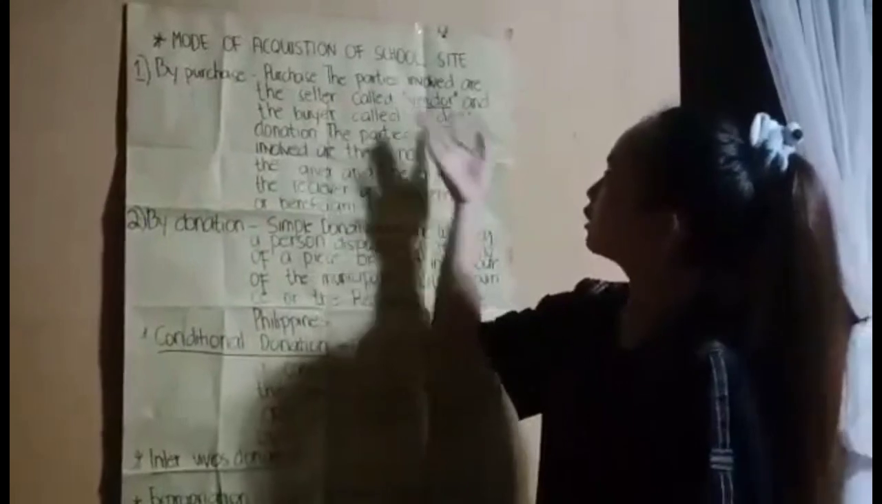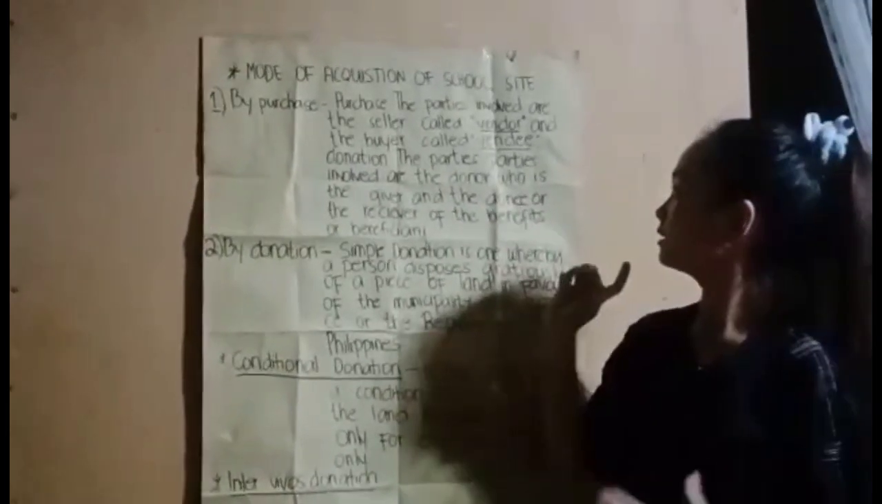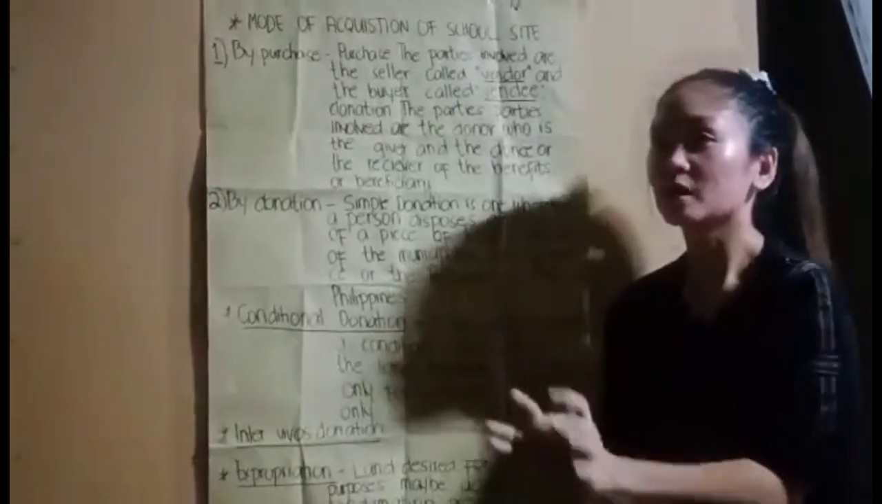The mode of acquisition of school site. Number 1, by purchase. In a purchase, the parties involved are the seller, called the vendor, and the buyer, called the vendee. Next, donation. The parties involved are the donor, who is the giver, and the donee, the receiver, who is the one who benefits. So, for example, a person donates land, like for a school. The beneficiaries are the students and staff, or the people involved in the school.